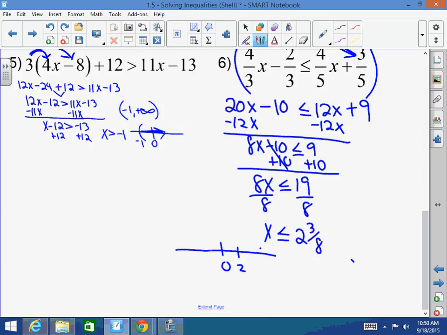So it's between 2 and 3, but it's less than or equal to. I apologize greatly. And it's going from negative infinity all the way to 2 and 3/8. Questions, comments, concerns, problems, issues?